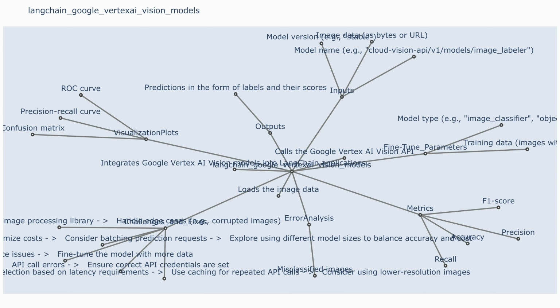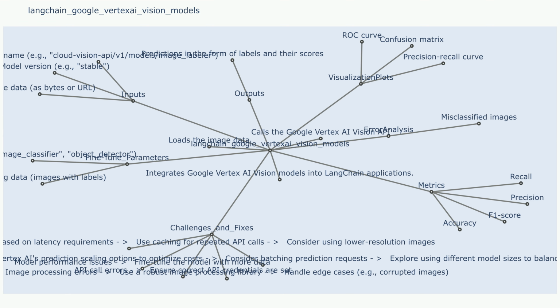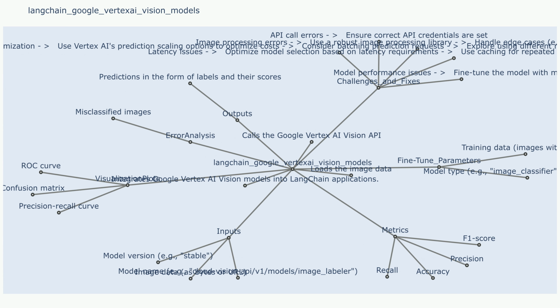Langchain Google Vertex Vision Models. Description. Explain in detail. This module leverages Google Vertex's powerful vision models to perform various image-based tasks using Langchain. It allows you to harness the capabilities of pre-trained models for image classification, object detection, and more, seamlessly integrating them into your Langchain workflows. Inputs.